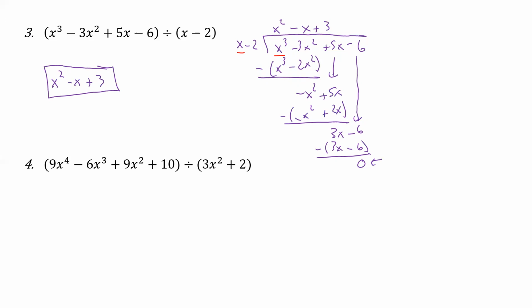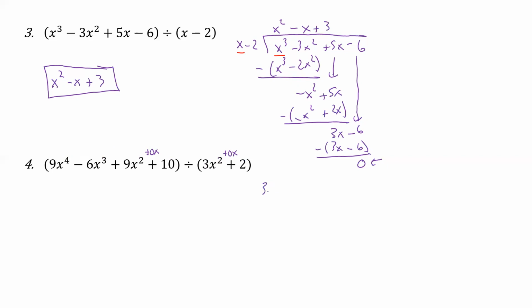All right, what about the next one? Well, we've got 4, 3, 2, uh-oh, we're missing a 1. So we have to add 0x here, and then down here too. Now what's over here? Well, now look, normally we've been dividing by binomials. Well, this is a binomial, but we have to have all the terms here too. So there's an x squared, we're missing an x, and then the 2. Okay, so this one's a little different.